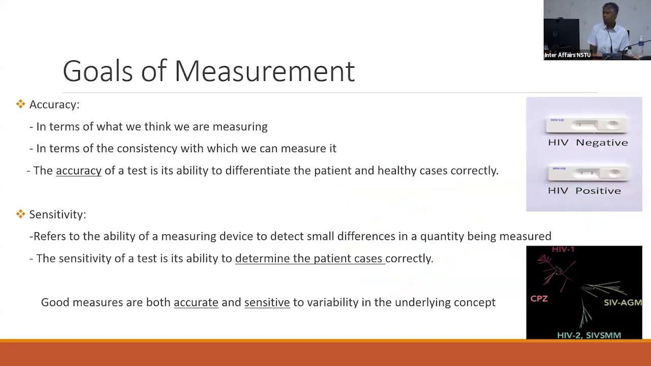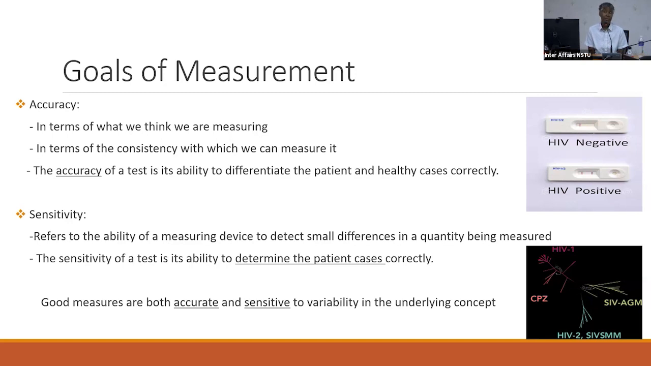So what are our goals of measurement? The first is accuracy. Our measurement tools need to be accurate in terms of what we think we are measuring and in terms of the consistency with which we are able to measure it, right? So accuracy is our ability to differentiate between patients and cases correctly. So that is accuracy of a measurement.